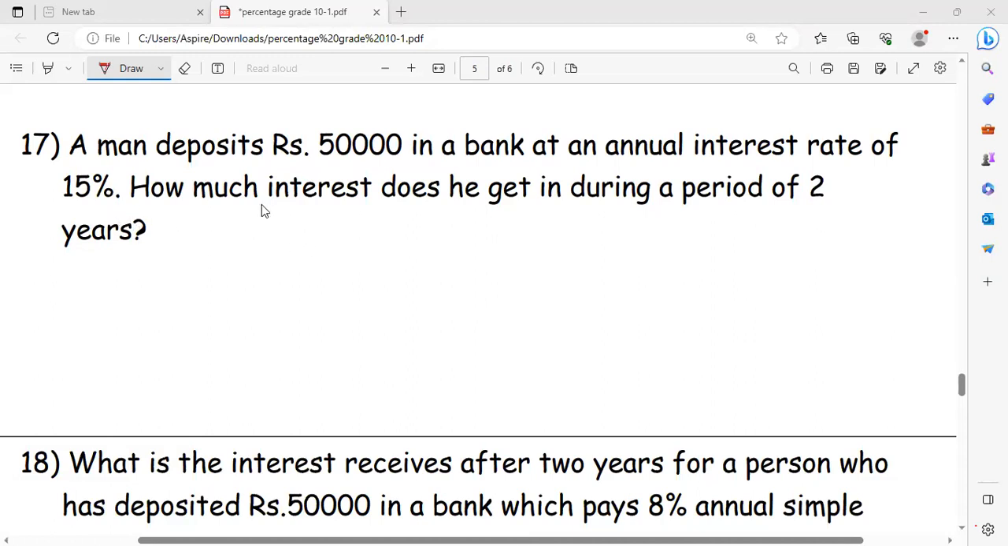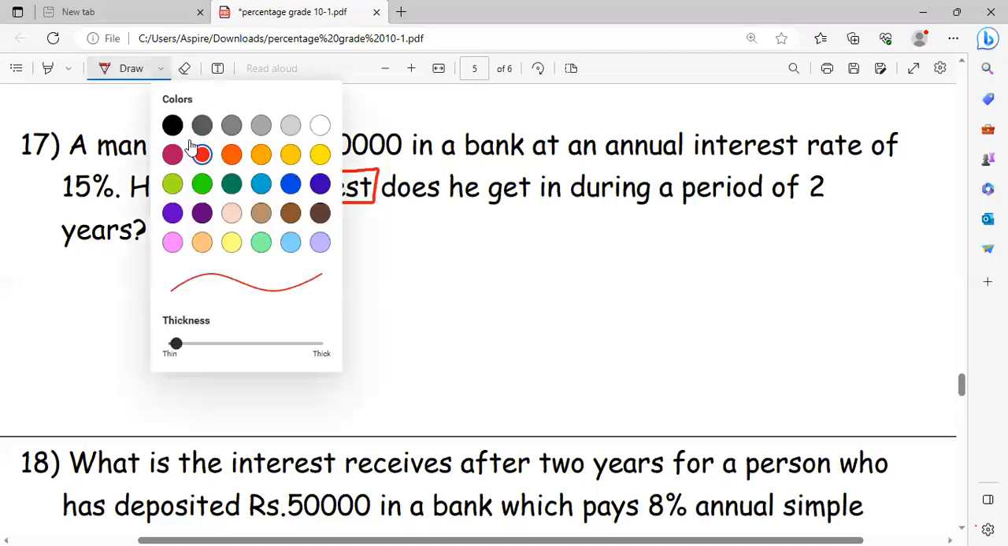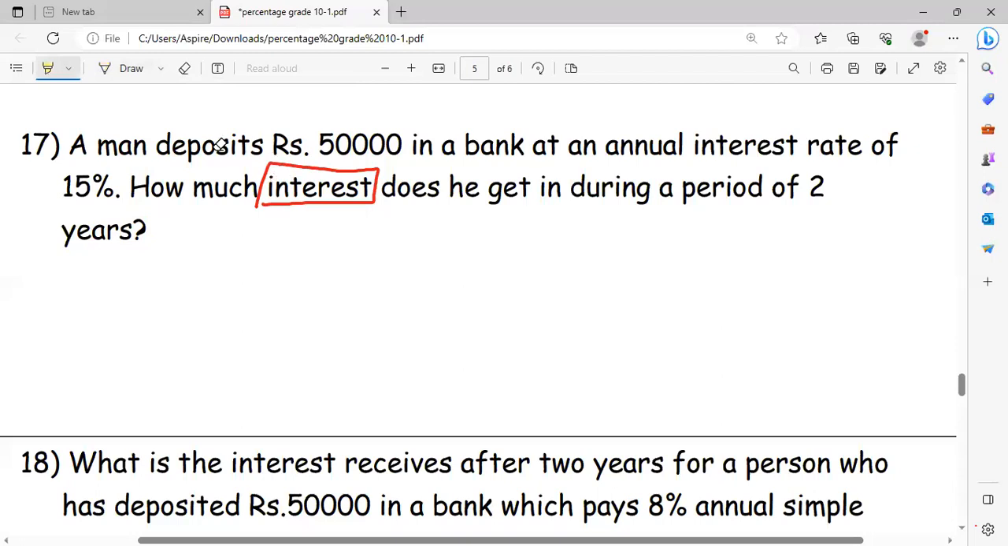No, it is the interest. Okay. How much interest does he get during a period of 2 years? Okay, this is very important. They asked about the interest. Actually, when you solve the questions, it is better to underline the most important parts or the most important words that help us to obtain the answer.